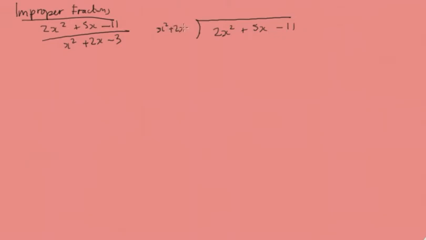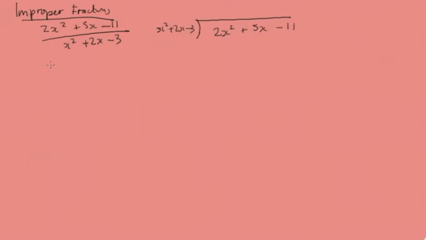So let's do an example. We've got (x squared plus 5x minus 11) over (x squared plus 2x minus 3). The first thing we're going to do is what we've been doing previously with improper fractions and turn it into a proper fraction, like a mixed fraction. So we'll have our x squared plus 5x minus 11 divided by x squared plus 2x minus 3.